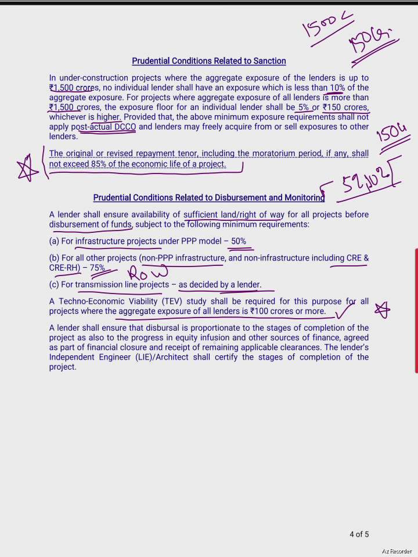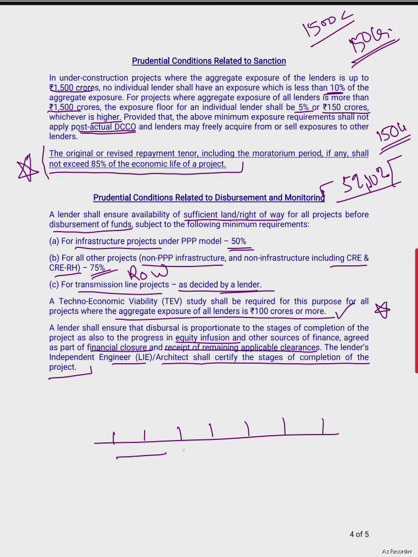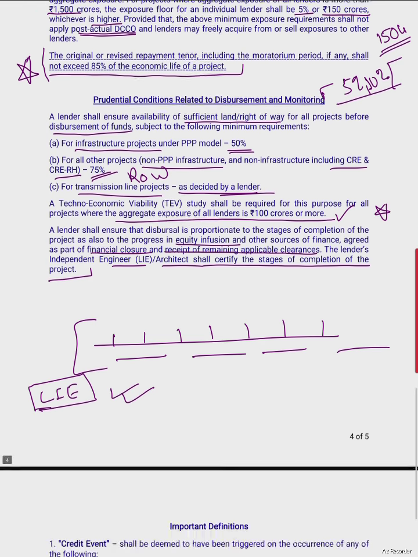A lender shall ensure that disbursal is proportionate to the stages of completion of the project, and also to the progress in equity infusion and other sources of finance agreed as per the financial closure, and receipt of remaining applicable clearances. The lender's independent engineer or architect shall certify the stage of completion of the project. Because there are certain stages in project implementation, say stage 1, 2, 3 and 4. This stage completion will be certified by a lender's independent engineer or an architect, who is deployed by the lender himself.